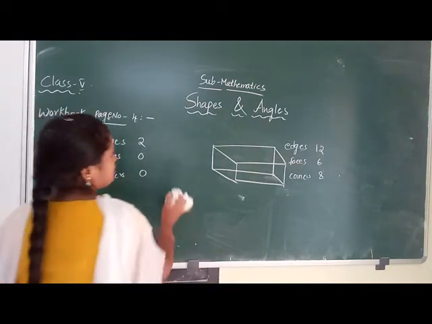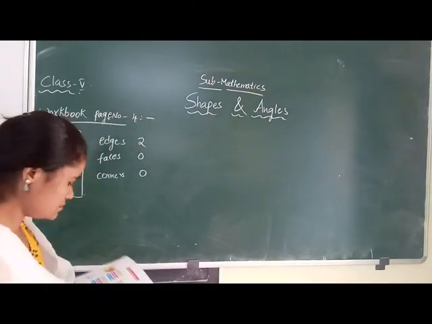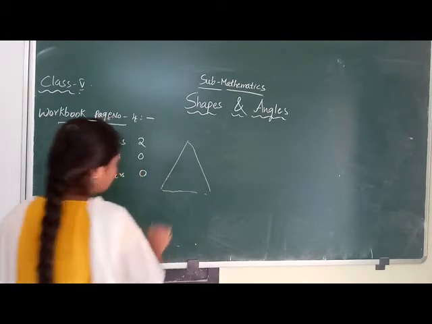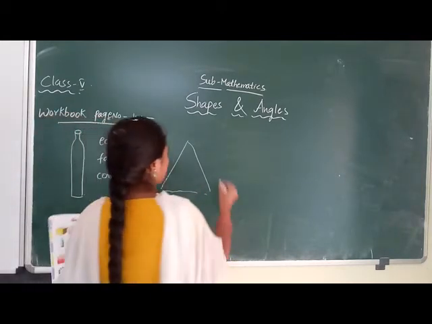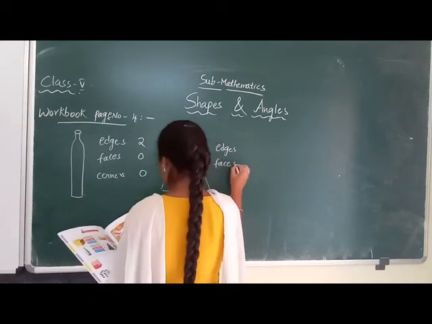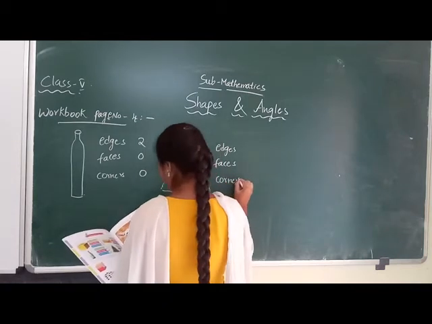Next one is that tree. Tree is cone shape, that one. See? Like this. Cone shape. So edges, faces, corners.